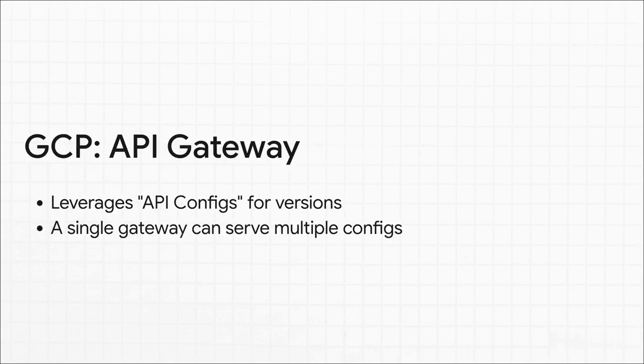And finally, over at Google Cloud, their API Gateway uses yet another concept, API configs. You can deploy multiple configurations, one for each version of your API, and a single gateway is smart enough to serve traffic to the correct one. So there you have it, 3 major platforms, 3 unique ways to solve the exact same versioning problem.